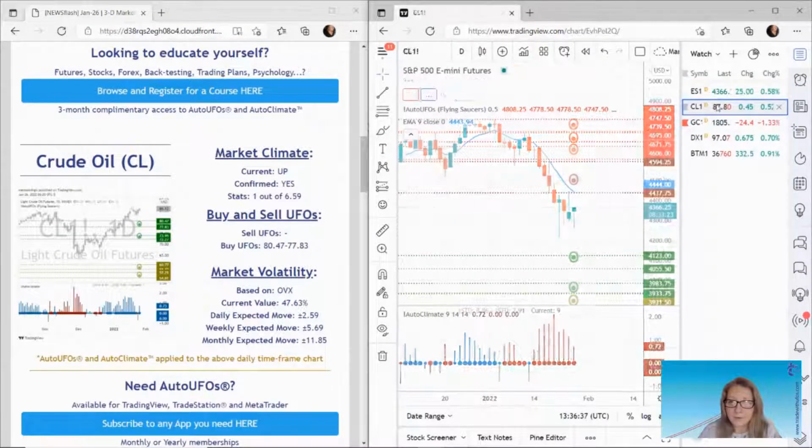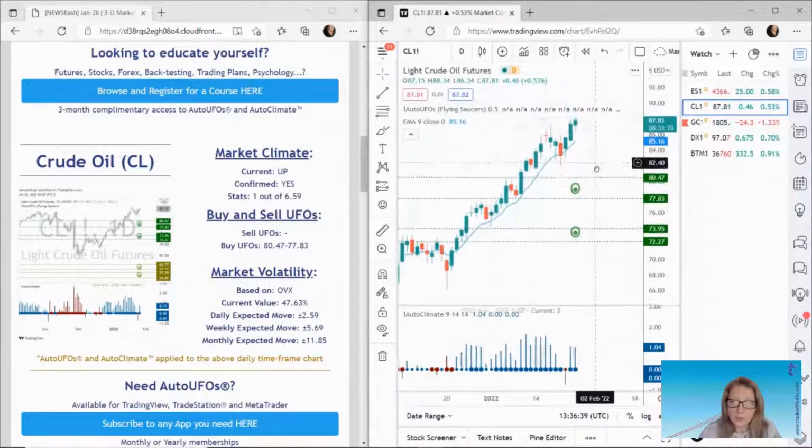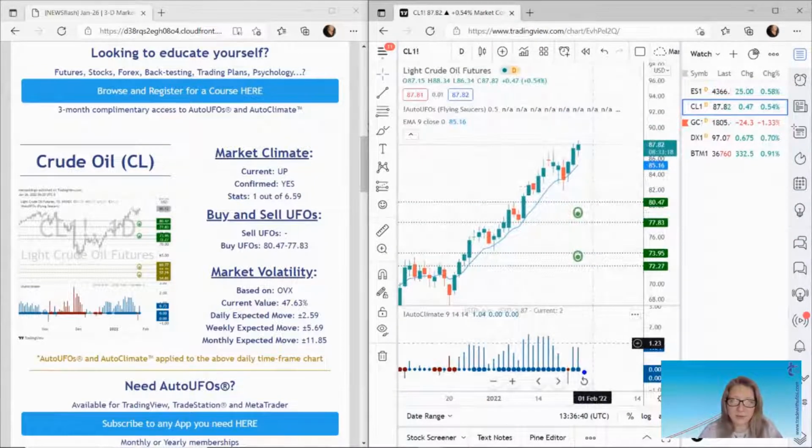So moving on now, looking at oil. With oil, what we have is a thick blue dot there, probability to the upside. We have buyers here at 80.47 to 77.83. No sellers above us, so probability up here for crude oil for the time being.